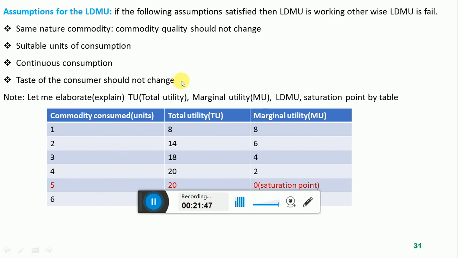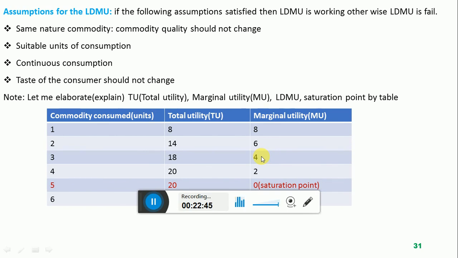I am again repeating, the law of diminishing marginal utility. According to the law of diminishing marginal utility, when the consumer consumes the same nature commodity continuously in suitable units, the next unit will provide less and less utility than the previous one. It is very clear that the first apple provides marginal utility 8, the second 6, the third 4, the fourth 2 and the fifth 0. So every next unit provides less utility than the previous, because the utility of the second apple is less than the first, the third is less than the second, and the fourth is less than the third. Every next unit will provide less satisfaction.